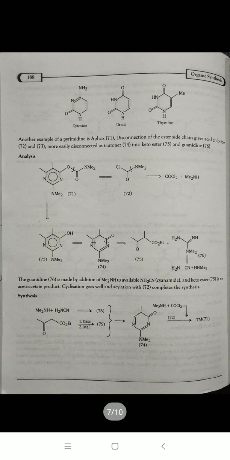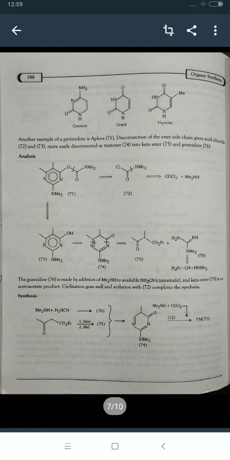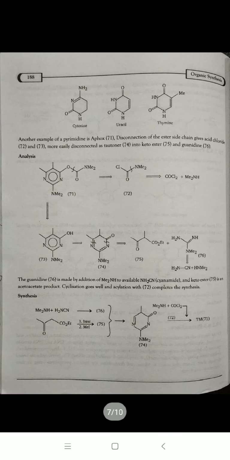You can see here cytosine. Cytosine is 2-hydroxy-4-aminopyrimidine, and uracil is 2,4-diketopyrimidine, and thymine is 2,4-dihydroxy-5-methylpyrimidine. And another example is alphoxan, which is 71.